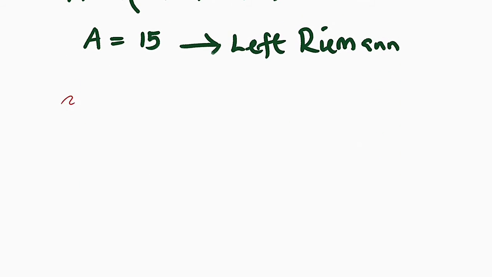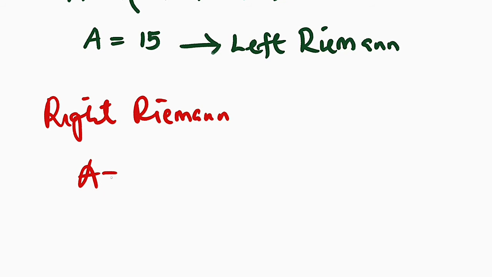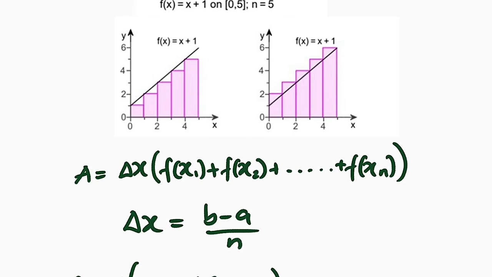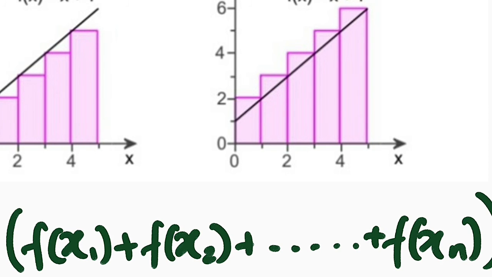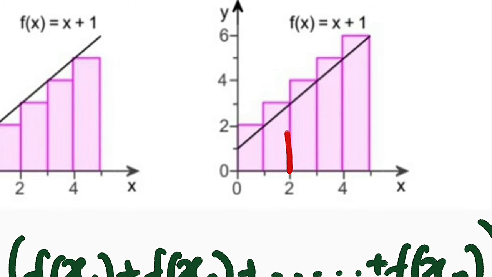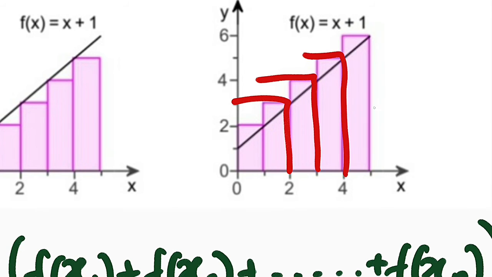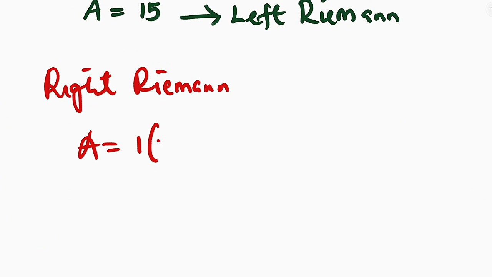The same formula. We have A equal to dx, which remains 1. So what is going to be the height of the first rectangle? You can see this is the first rectangle, and you have to consider the right leg, and its height is 2. Let me take them one at a time. The second one is 3. That is 2, 3, 4, 5, 6.